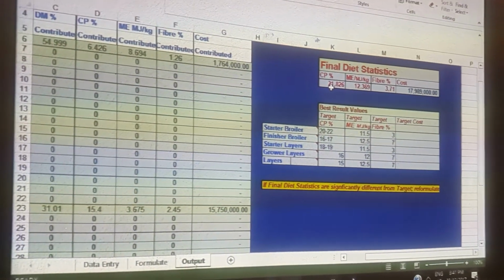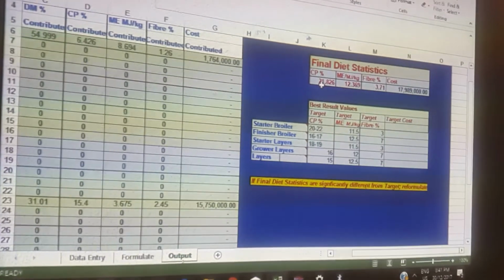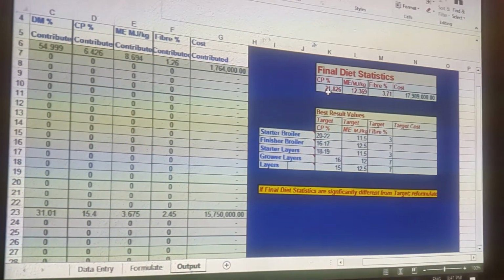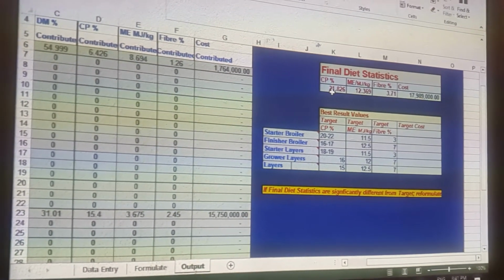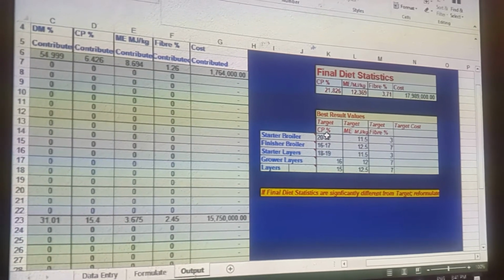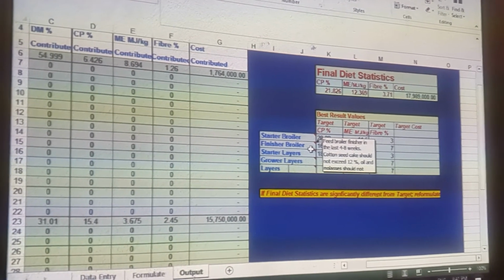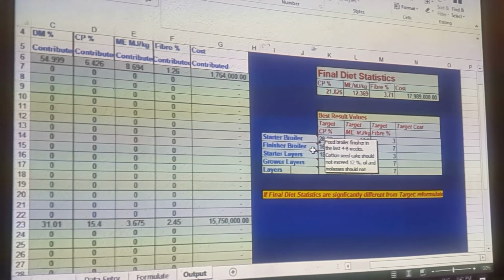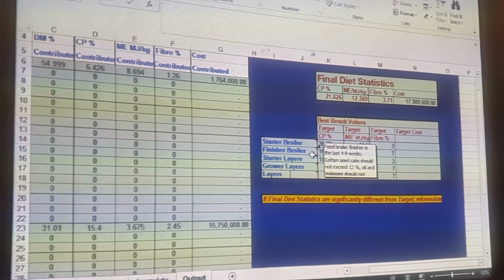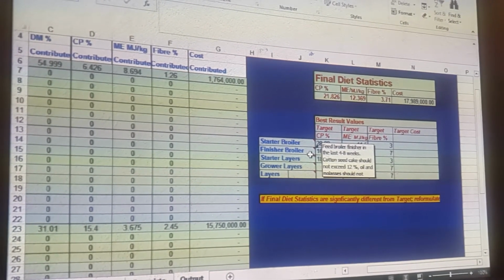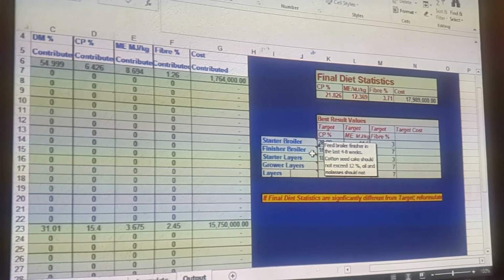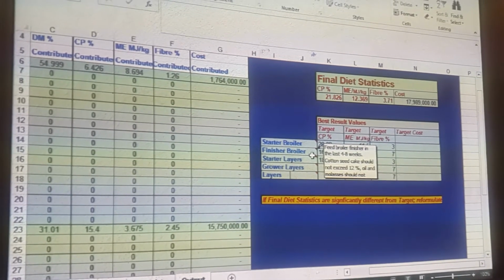Let's try again to formulate on the broiler finisher, just so that maybe you can get a better idea. You can see on the broiler finisher, it says they feed broiler finisher in the last 4 to 8 weeks. These days we're concentrating to 4 to 6 weeks. Cottonseed cake should not exceed 12%.